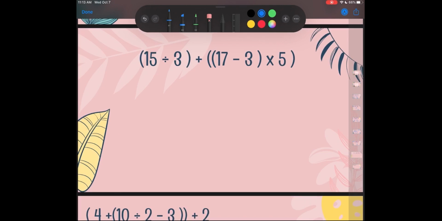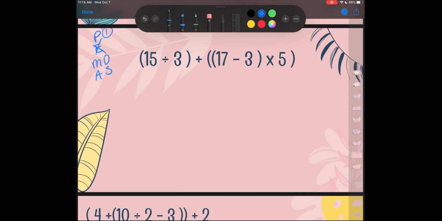All right, our next one, 15 divided by 3 plus 17 minus 3 times 5. So pause it here, work it out, then play it again to see if your answer is correct. So, cannot forget, parentheses, skip exponents, multiplication and division, addition, subtraction.